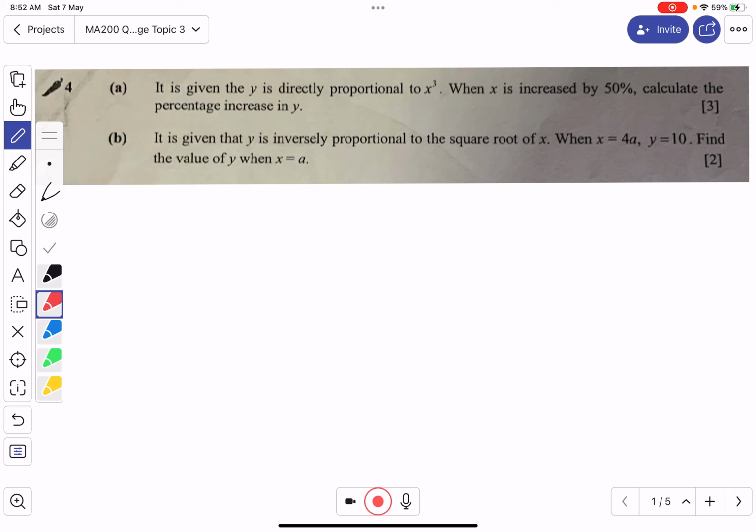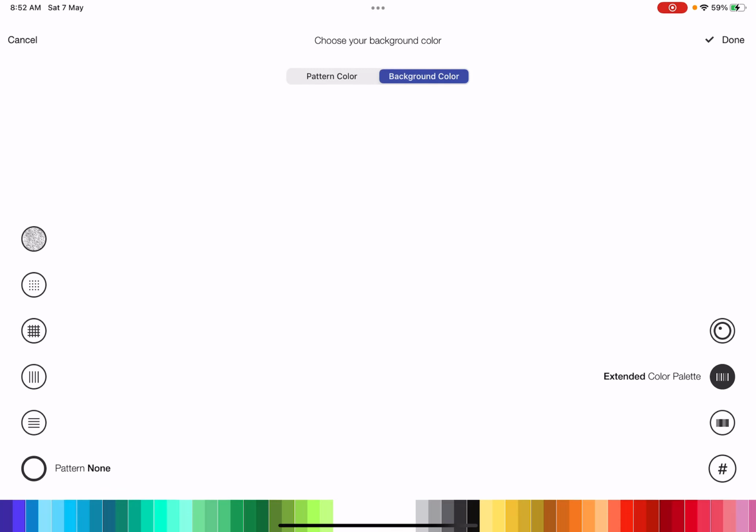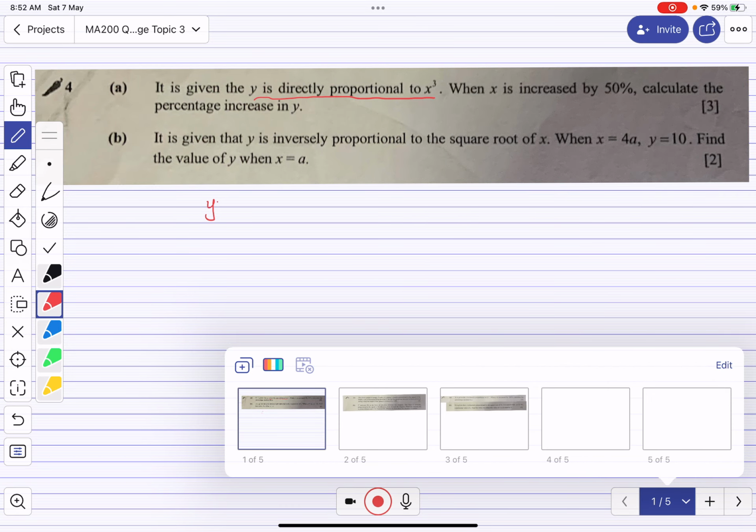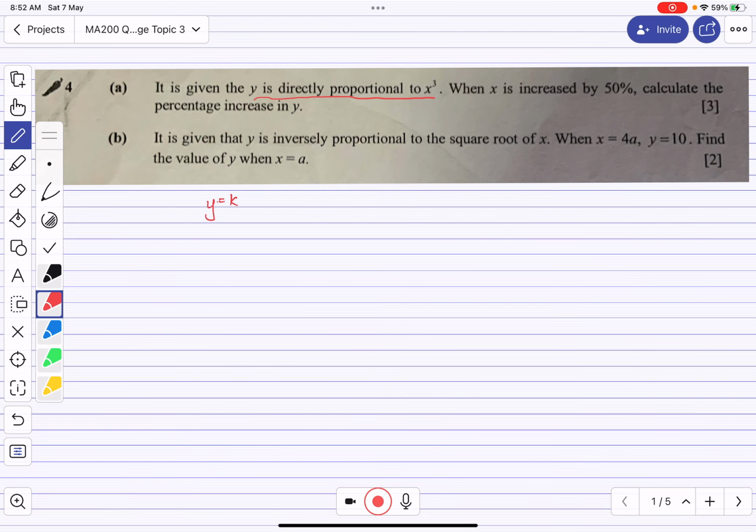Now we know that by the fact that y is directly proportional to x cubed, we can write down the equation: y is equal to k of x cubed. So when we increase x by 50%, we first have the original set of values, which is x naught, y naught. This is basically the original, or the O, set of values.